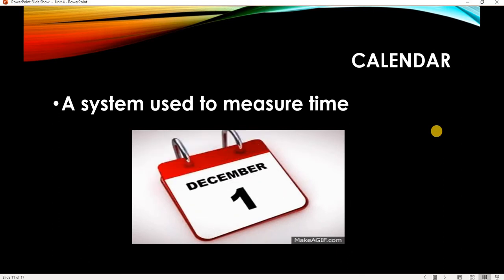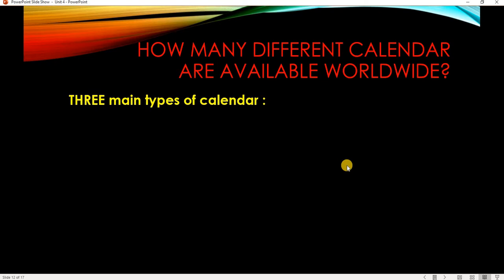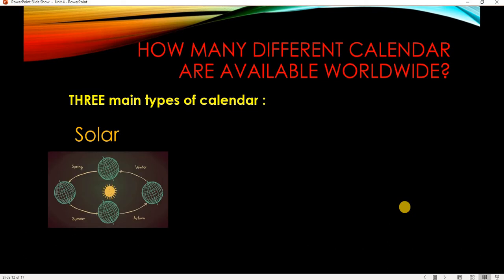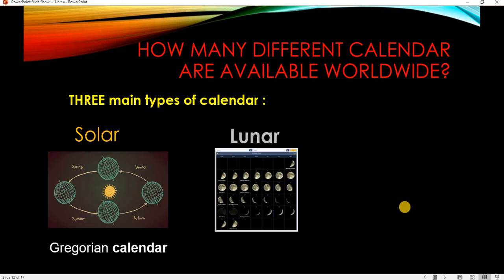So let's see what a calendar is. A calendar is a system that we use to measure time. How many different calendars are available worldwide? We have more than 40 calendars all around the world, but they all fall under these three main types of calendars: solar, lunar, and lunisolar.